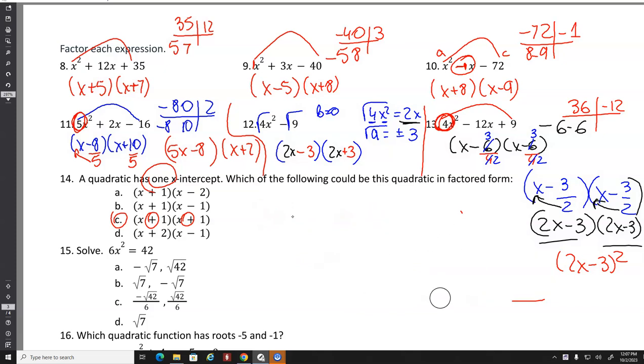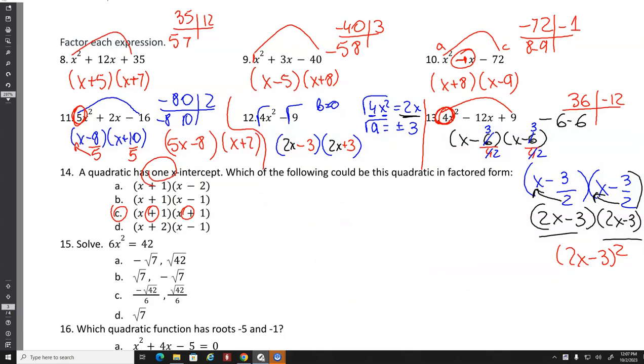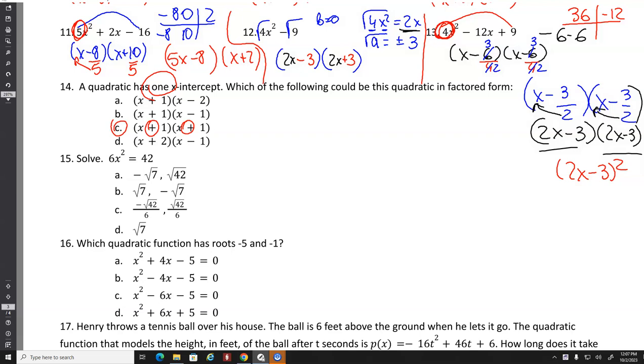For question 15, there's two ways of solving question 15. Okay, you can do it like we've done before. You got 6x squared equals 42. We're going to move the 42 to the other side. So you get 6x squared minus 42 will equal 0.